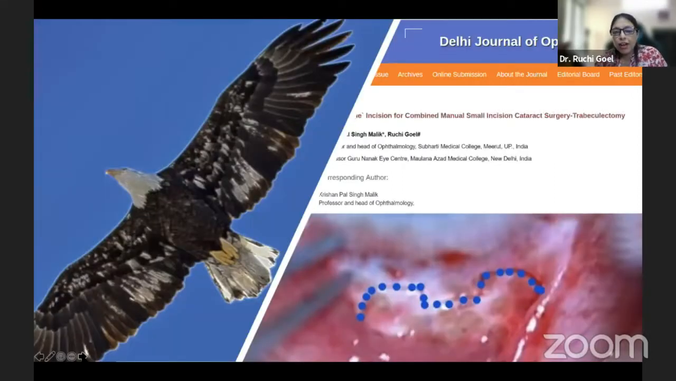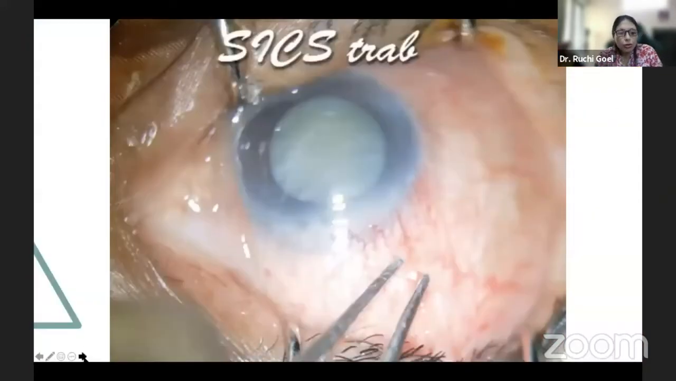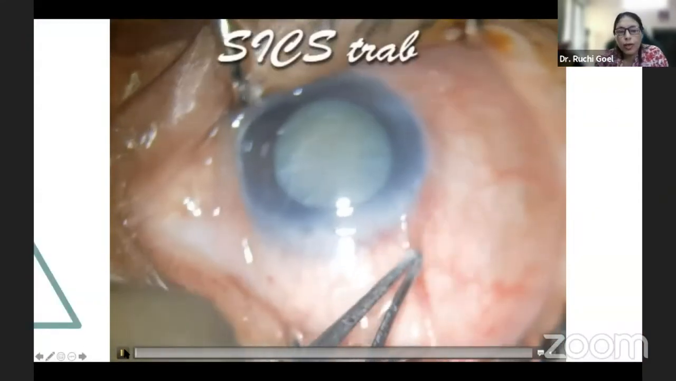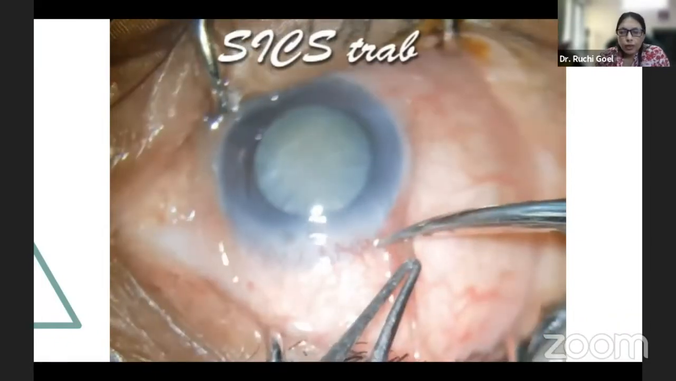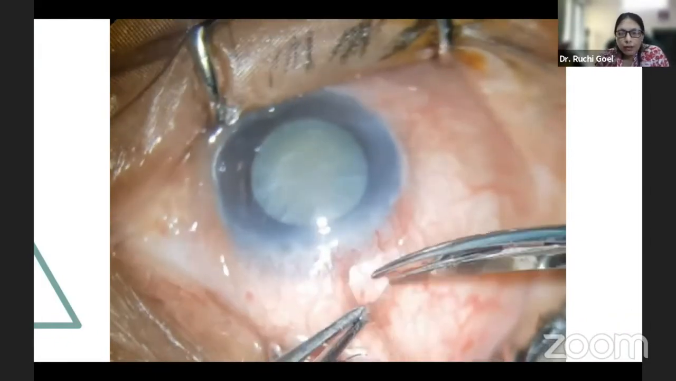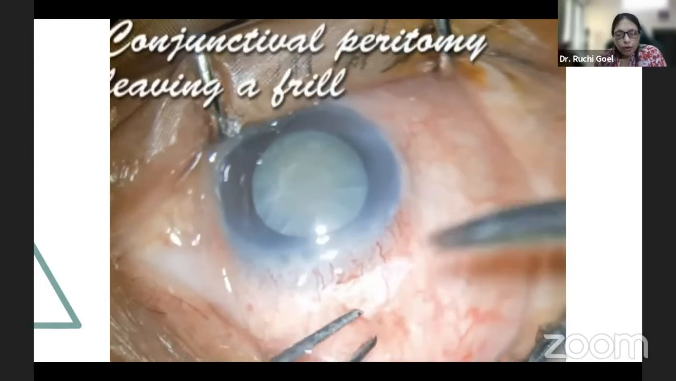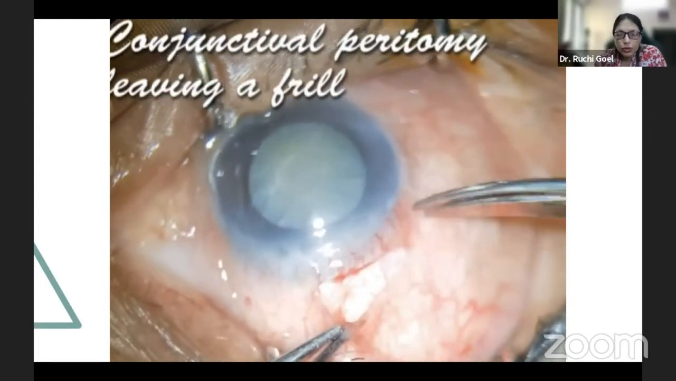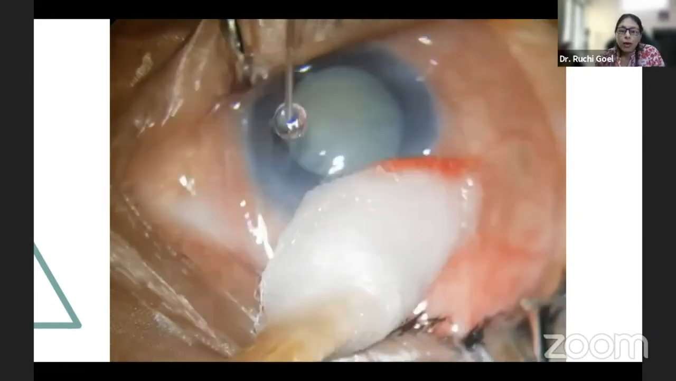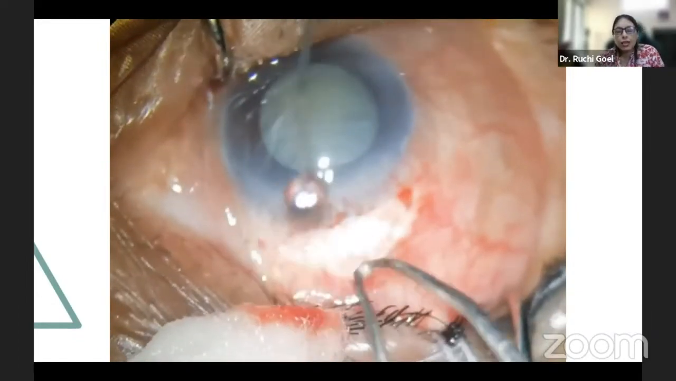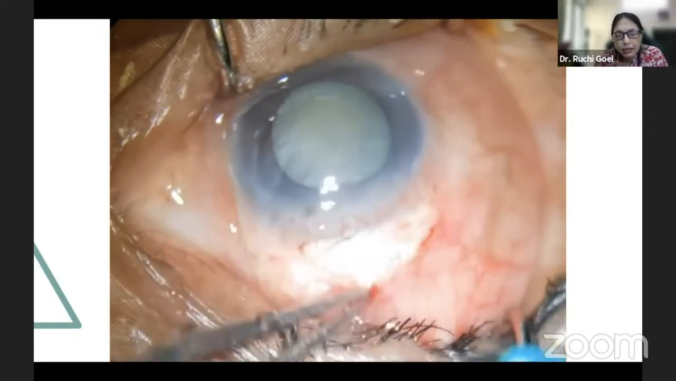So this is a flying eagle technique, again, Dr. Malik's innovation, where this posterior end, this projection is akin to this flying eagle's tail. So we have again published this report, and I'll just show you a clip of how we go about doing it. So nowadays, instead of going for a fornix based flap for conjunctival peritomy, we use a limbus-based flap. The advantage is that we can suture this together, and it prevents the leakage.